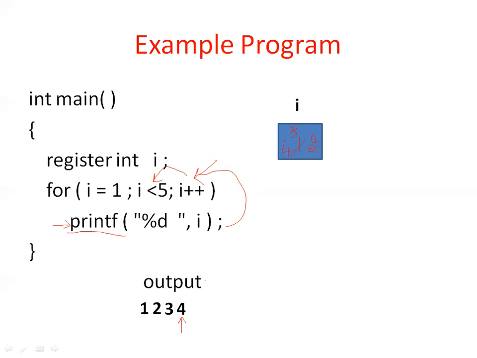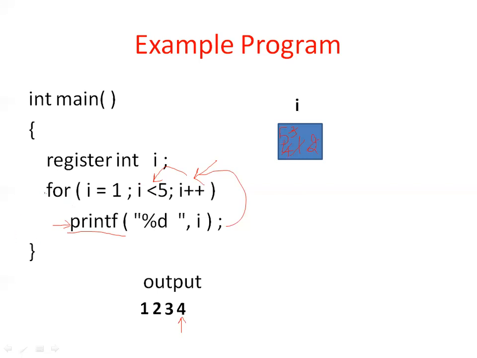So the current value of I is 4 here. Then it goes to the I plus plus increment section. I value now becomes 5. Now I contains the value 5 here. So 5 less than 5, false. Then it comes out from the loop.